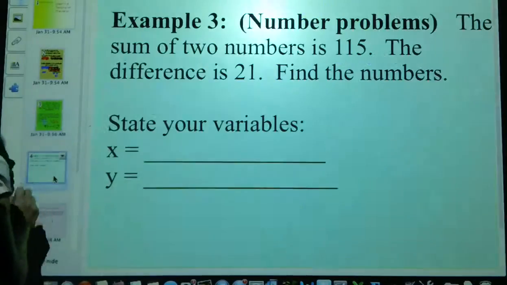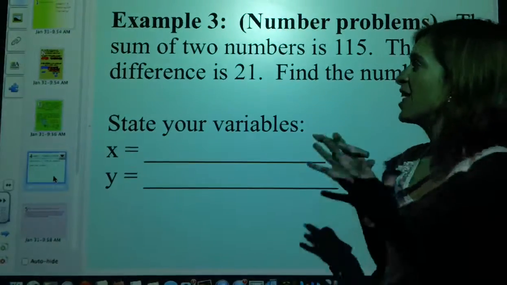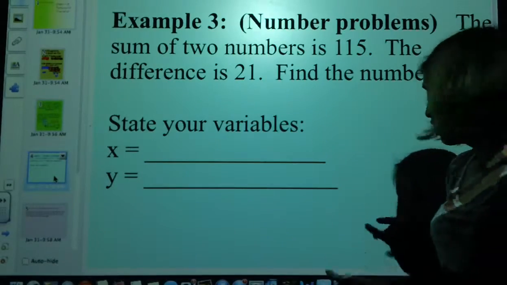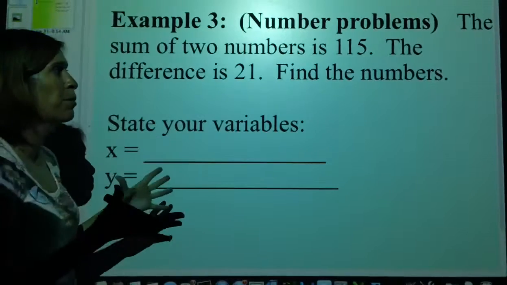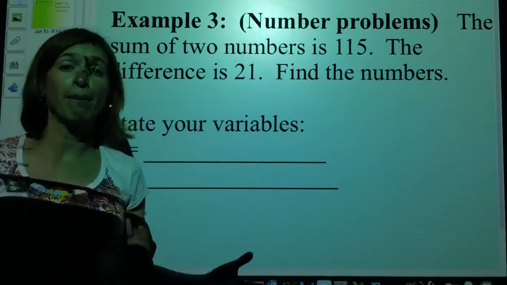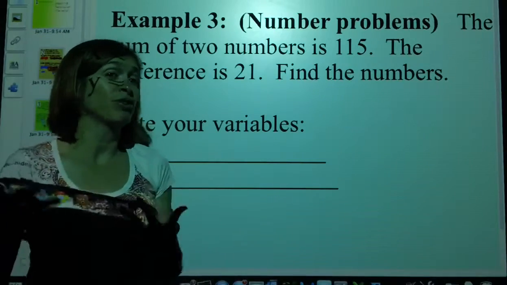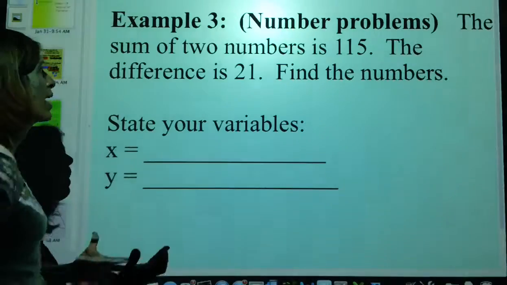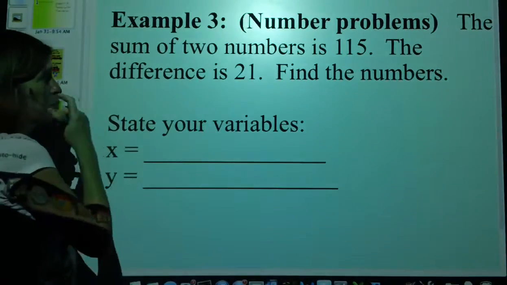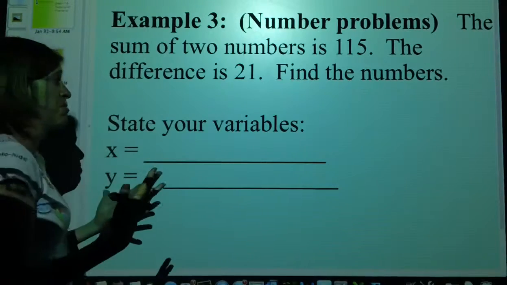Moving on. Sometimes, actually, and even the SAT likes this, they love number problems. I call them number problems. And we're going to get into harder ones, but a basic number problem means that you're dealing with two numbers. When we say that, if they're the same, I'm going to say these numbers are the same. Otherwise, let's assume that they're different numbers, okay? So the sum of two numbers is 115. The difference is 21. Find the numbers, okay?